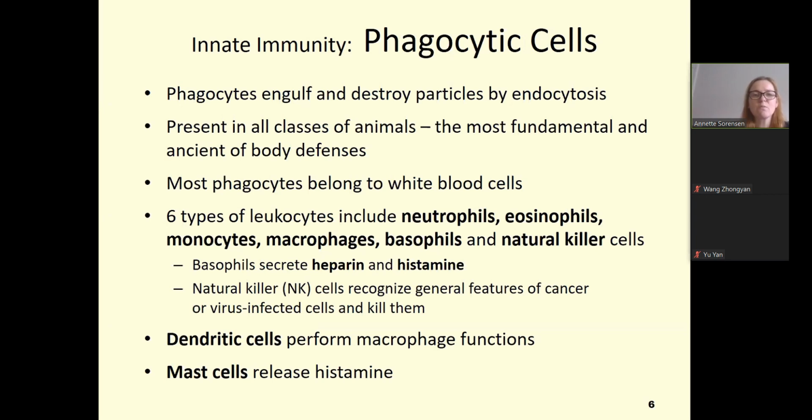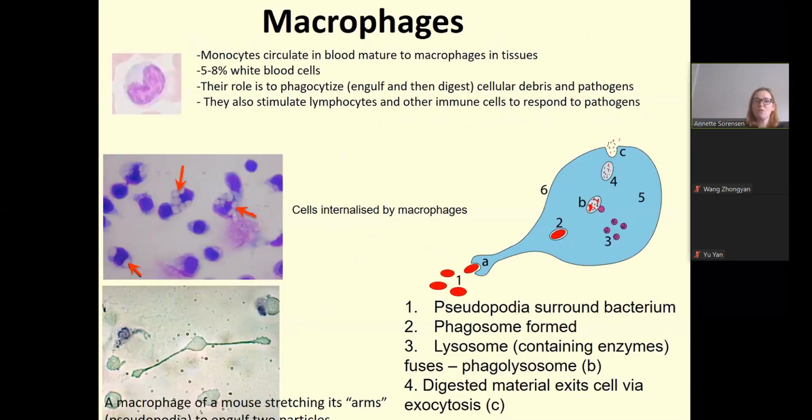Now, just a little reminder: what does it mean that a cell is phagocytotic? Well, in the example here, we're looking at the macrophages. If you look at that schematic drawing on the right-hand side, we'll just go through that. You can see the macrophage extends these pseudopodia, and the pseudopodia surround the bacteria, which is here in red. A phagosome is formed, and it's taken into the cell.